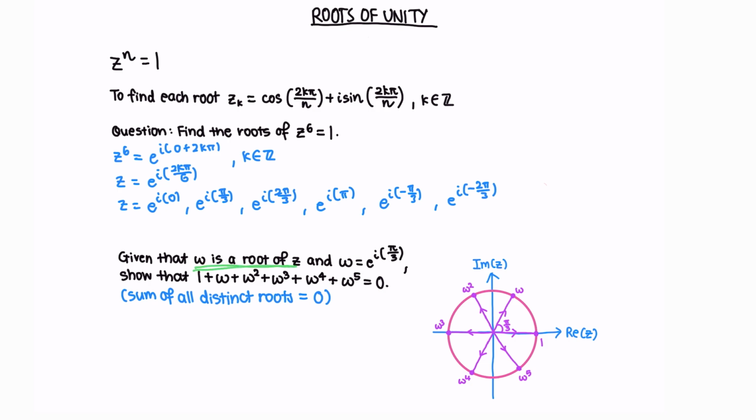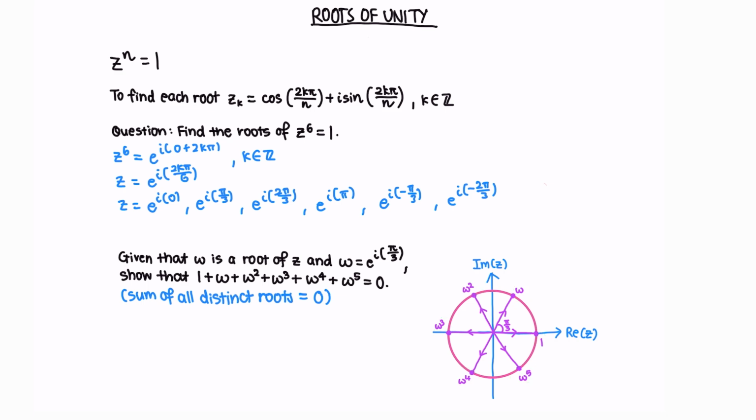Given that w is a root of z to the power of 6 equals 1, and w equals e to the power of iπ over 3, which we have written over here. Now we want to show that this whole thing equals 0. So let's take a look at this. This is actually the sum of all distinct roots. As you can tell, 1, w, w squared, you're just summing all these up.